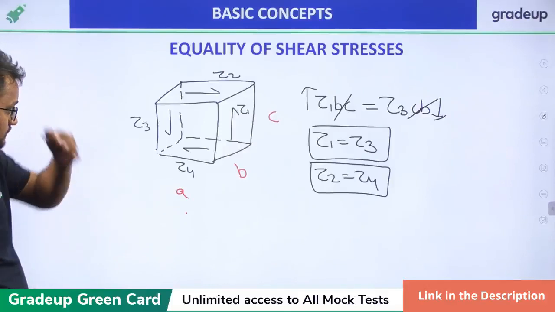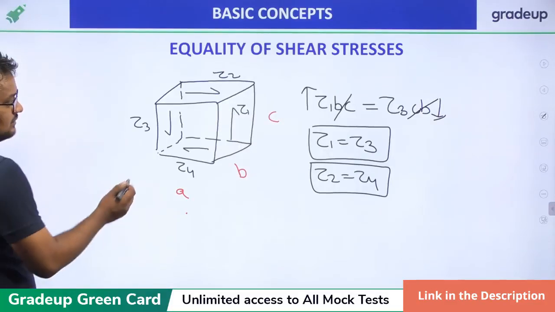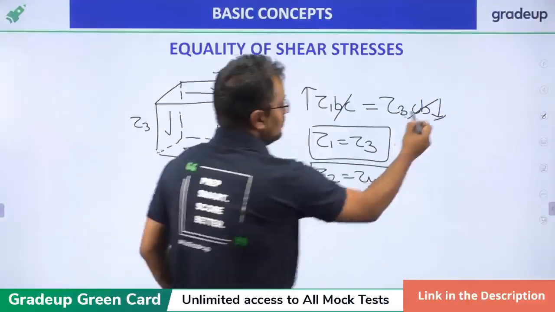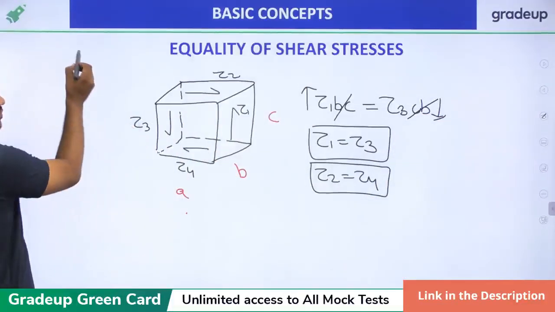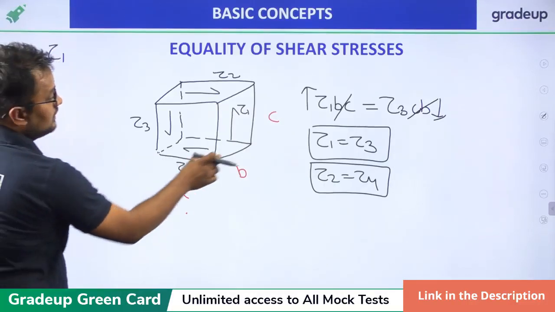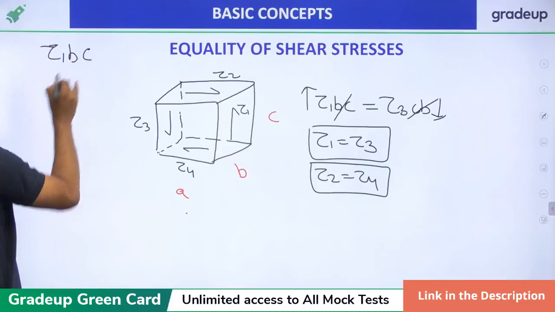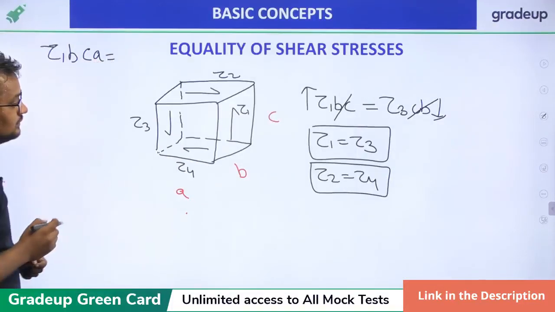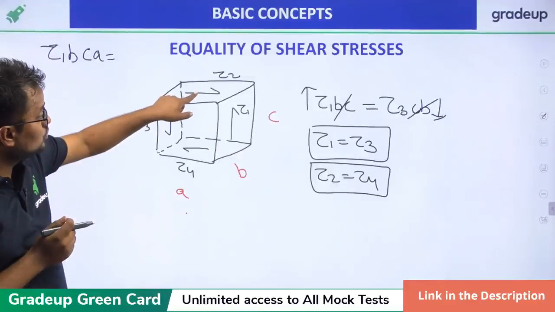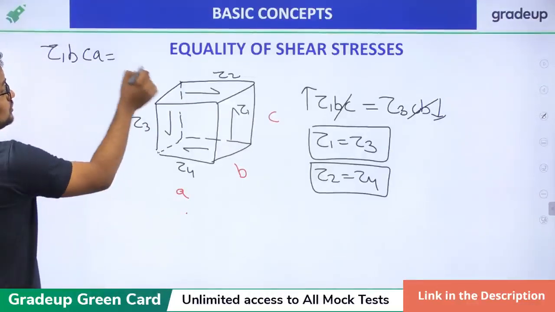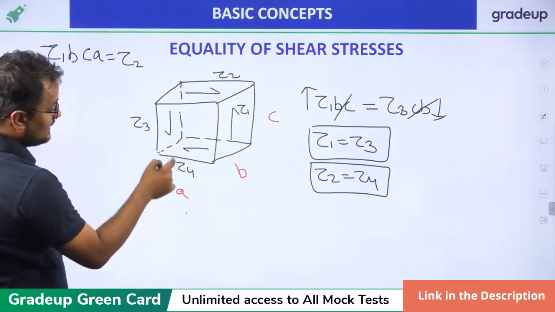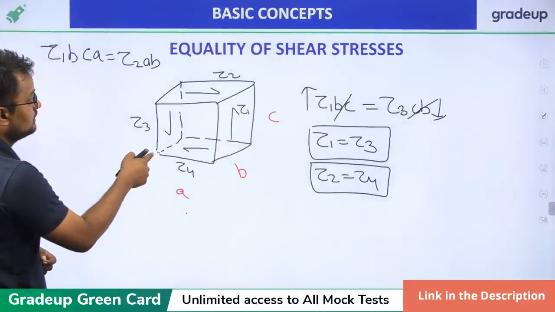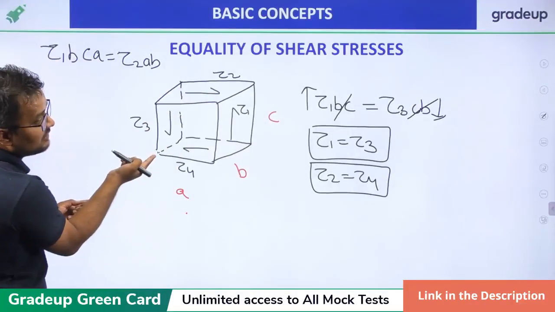So, if I calculate moment about this point, then the moment due to this tau 1: force is how much? Tau 1 into B into C. This is force. And to calculate moment, it is force into distance. What is distance? A. And if I want to calculate the moment due to tau 2, what is force due to tau 2? Stress into area. Tau 2 into area, which is A into B. And what is moment about this? This force has how much distance from here? It has C distance.